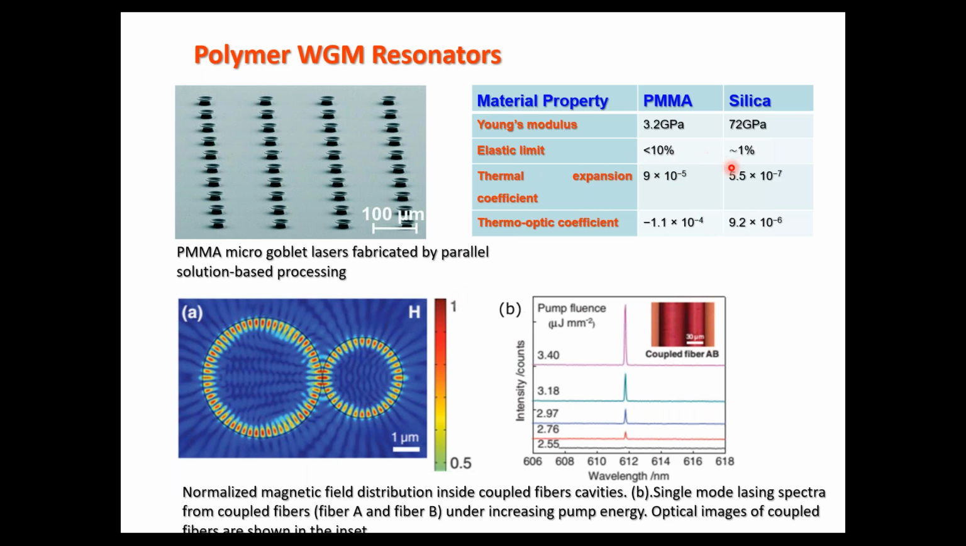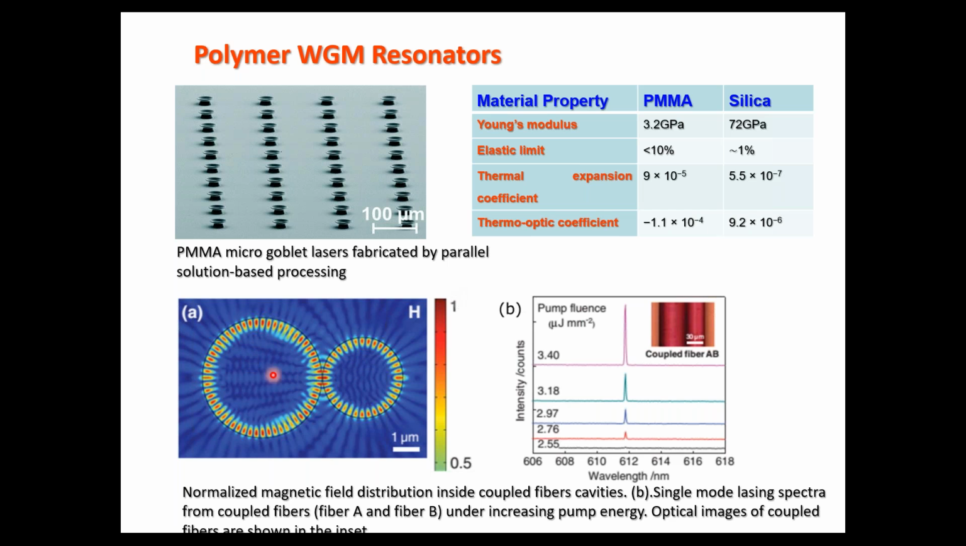And you can compare the material properties of PMMA, that is polymethyl methacrylate, a transparent plastic used for this kind of application, and common silica. What is shown here is two coupled fibers. This is a fiber and this is another fiber, so the field can be coupled from one fiber to the next fiber.